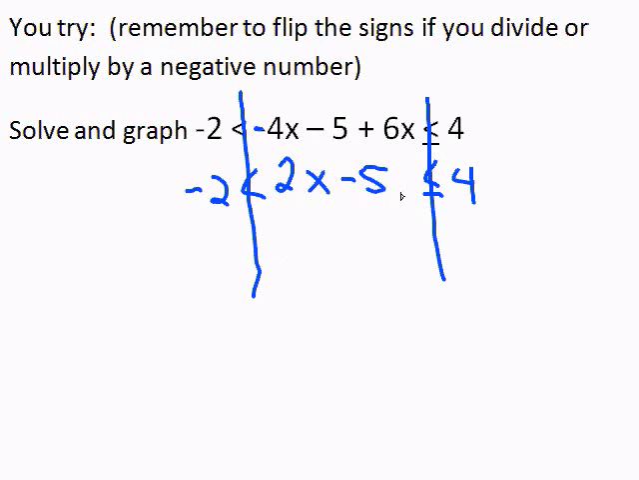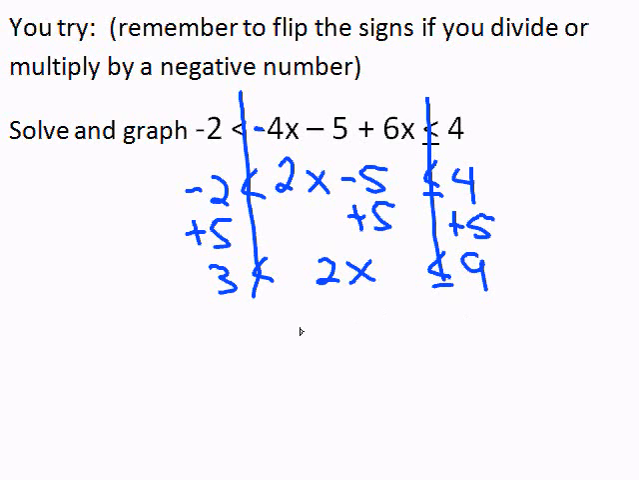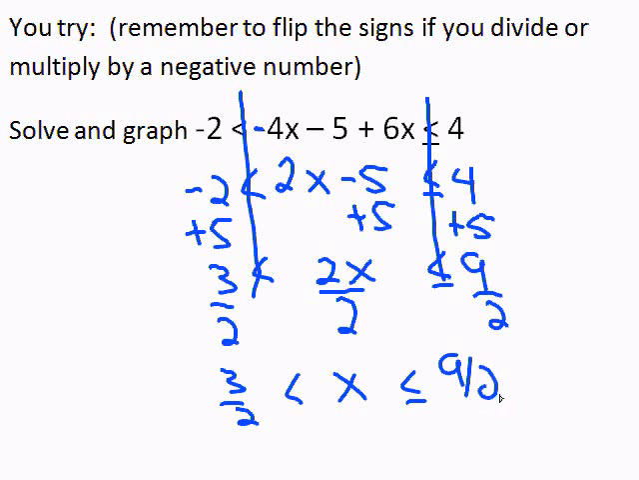I then need to get x by itself by undoing operations in SADMAP order. So I undo the -5 by adding 5, and what I do to the middle I have to do to all three sides. -2 plus 5 is 3, is less than 2x, is less than or equal to 4 plus 5, which is 9. I then need to get x by itself by dividing all sides by 2, giving me 3/2 is less than x, which is less than or equal to 9/2.